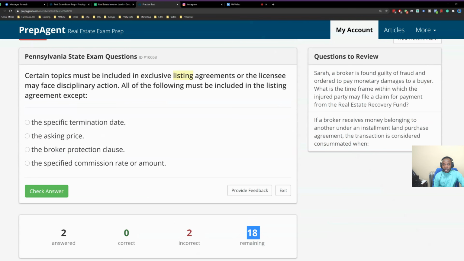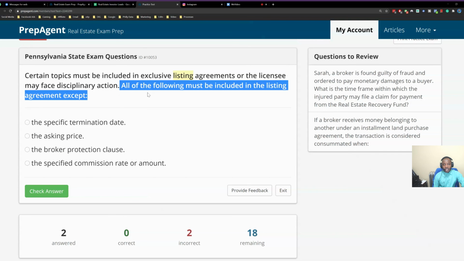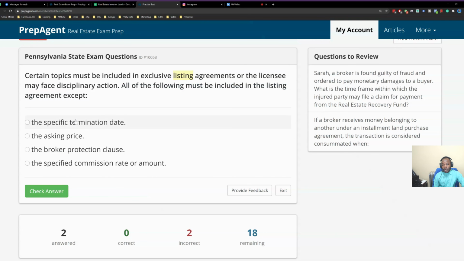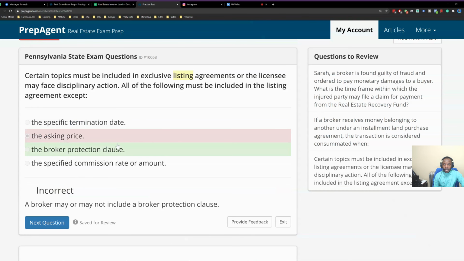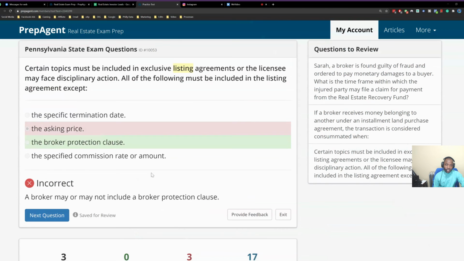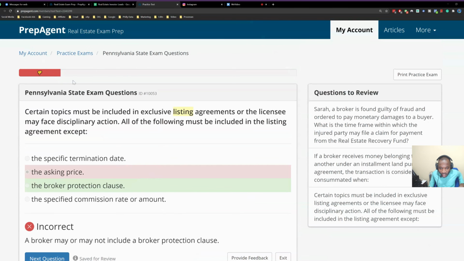Certain topics must be included in exclusive listing agreements, or the licensee may face disciplinary action. All the following must be included in a listing except for. Let's go with this one, right? I got that wrong again. Whatever. The point is, if you want to get that simulation of what exactly is on the Pennsylvania real estate exam, you need to be using Prep Agent.